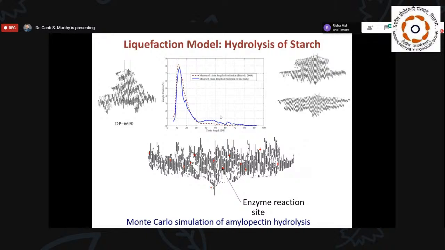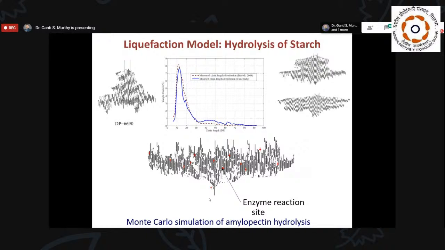So we said, okay, our enzyme is acting pseudo-randomly at different random sites in the molecule. Therefore, we model, basically using Monte Carlo simulation, the possible sites of enzyme action. Those are represented by the red dots that you see there. At each instant, the enzyme is acting in all these places and hydrolyzing. So essentially, it is similar to cutting this chain, and it happens over a long time.